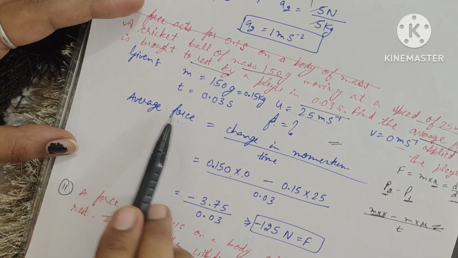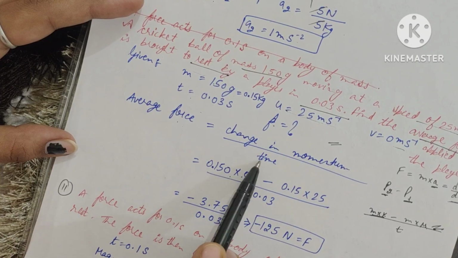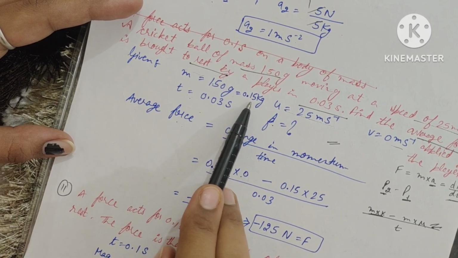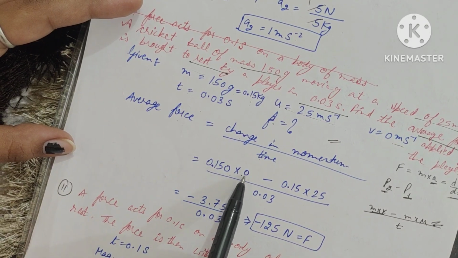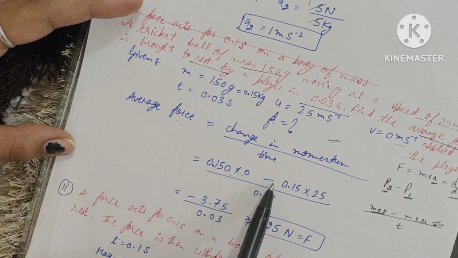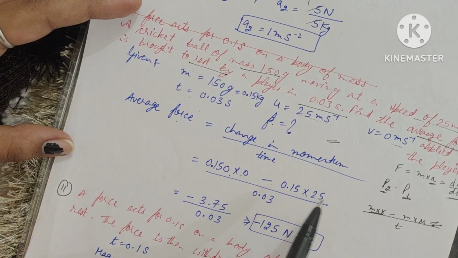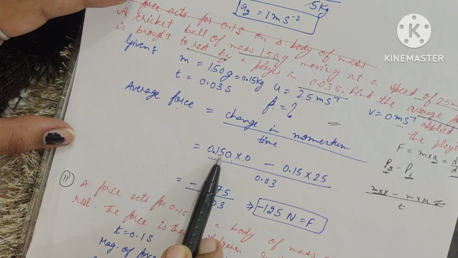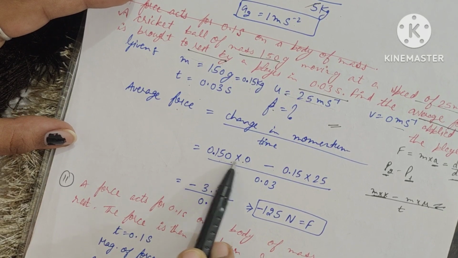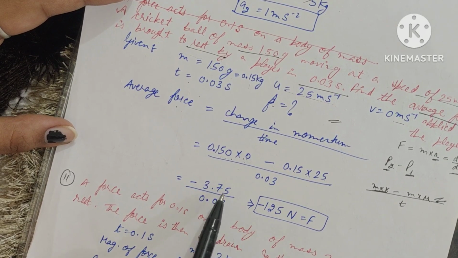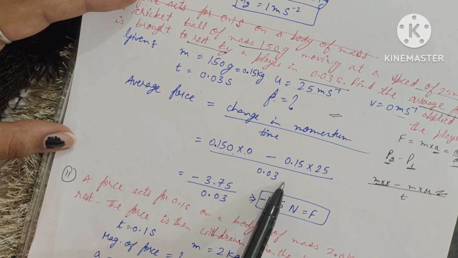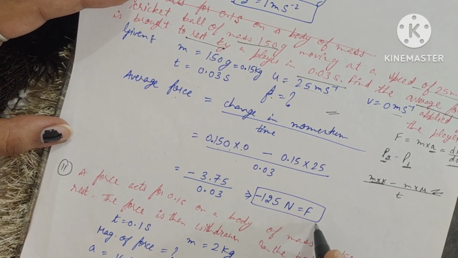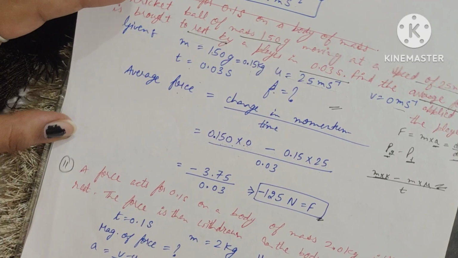The formula for the average force is change in momentum with respect to the time. It is mass, that is given already in the statement, the final velocity minus mass again into the initial velocity, divided by the time. Find the product of both. ये तो 0 हो जाएगा, minus product of this is this thing divided by this. You have to simplify this division to get your answer for the average force applied.